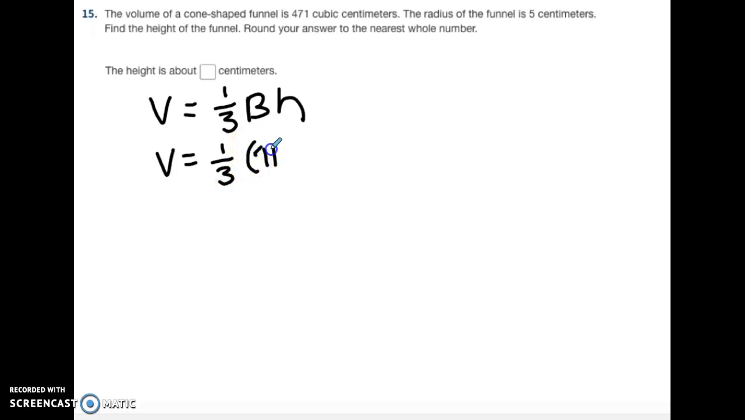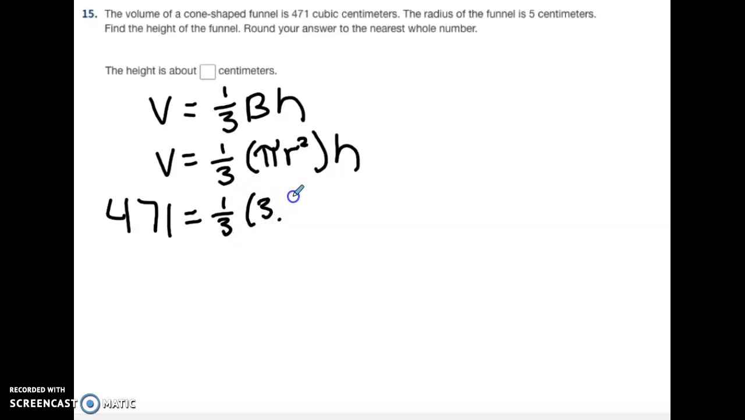15. Okay, we're given the volume again, and we're talking about a cone, so 1/3 base area times height. The base of a cone is a circle, pi r squared. So volume is 471 cubic centimeters. We will use 3.14 for pi. We're given the radius is 5, so 5 squared, and we're solving for height. So first thing we're going to do is 1/3 times 3.14 times 5 squared.